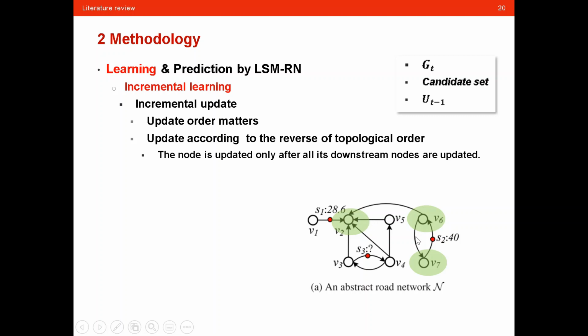So you can see when the downstream node is entirely updated, and finally we can update the feature of this vertex, and there is no contradiction here.